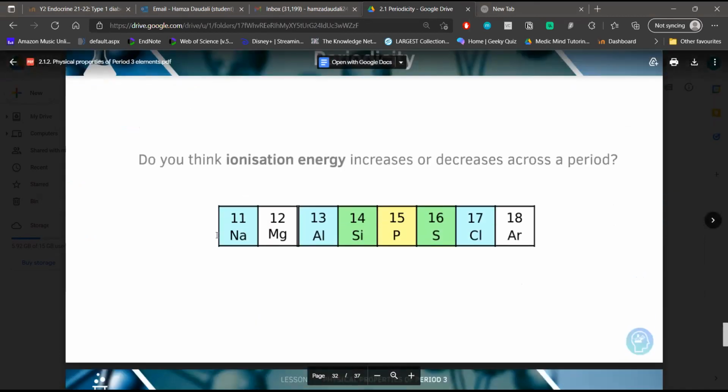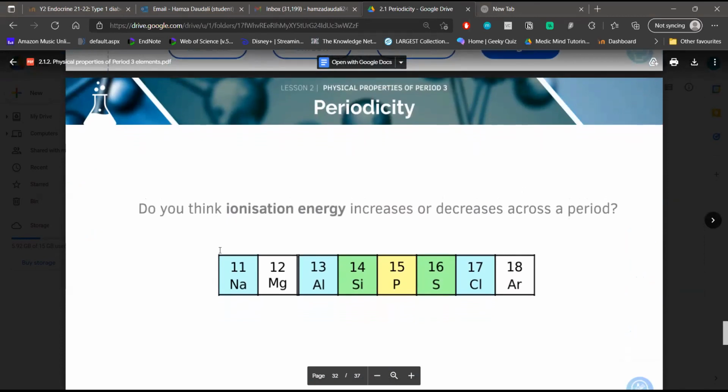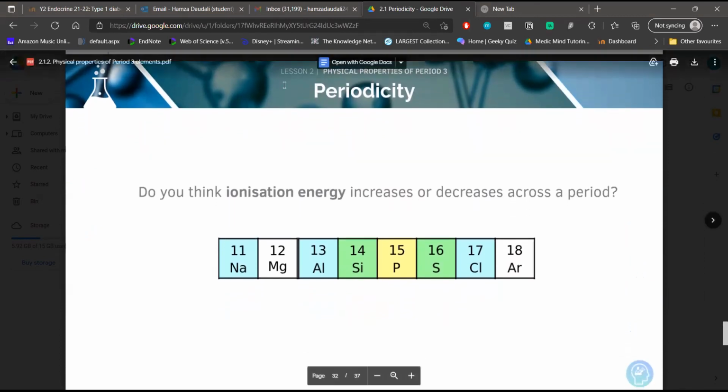Okay, this is the last bit. This is probably the hardest part. What happens to ionization energy as we go across a period?